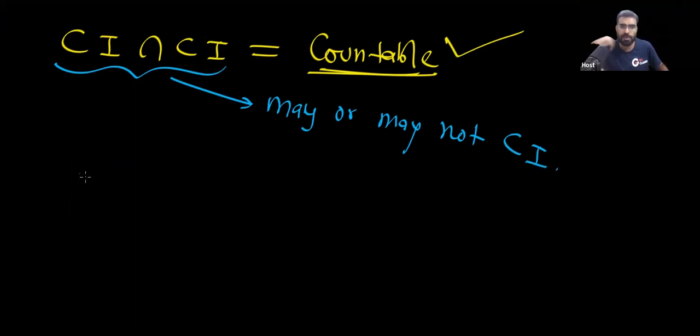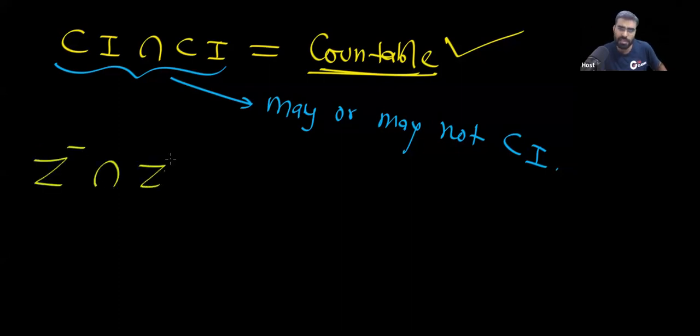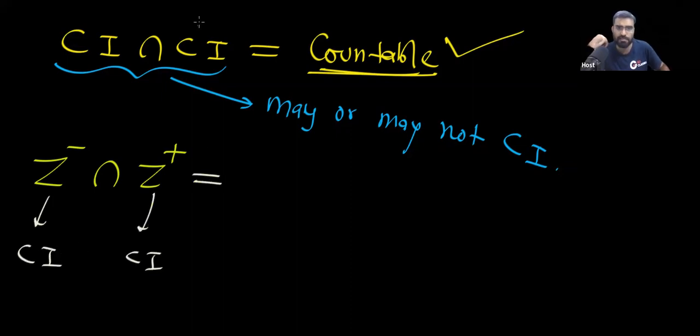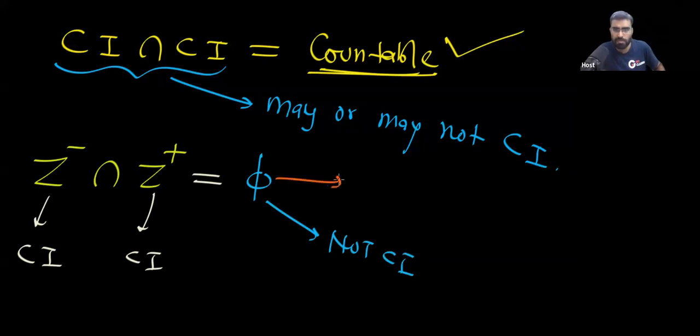Okay, can you give me a counter example? For example, consider this set of integers. You can consider the set of negative integers intersection the set of positive integers. Yes or no? The set of negative integers is countable infinite. This is countable infinite. What is their intersection? Their intersection is empty. This is not countable infinite. But yes, this is also countable. Correct?